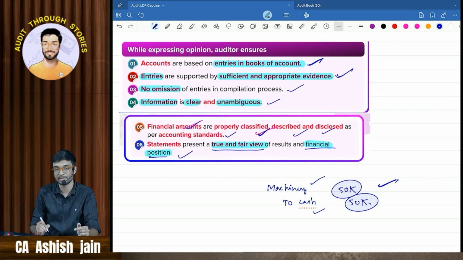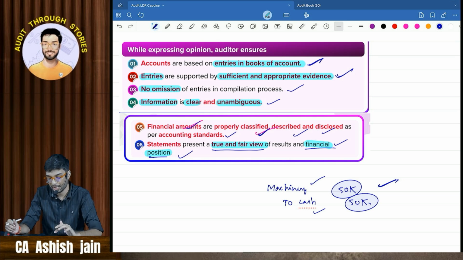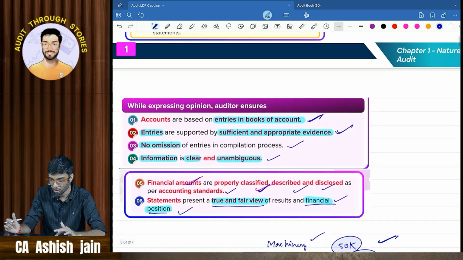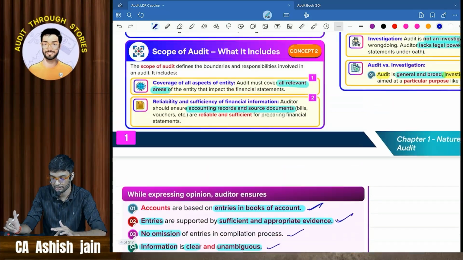Then whatever statements are being presented, that is the balance sheet and P&L, should show a true and fair view, and it has a good financial position. Okay, and financial position, it states the good financial position. So this is how you have to remember all these 6 points.